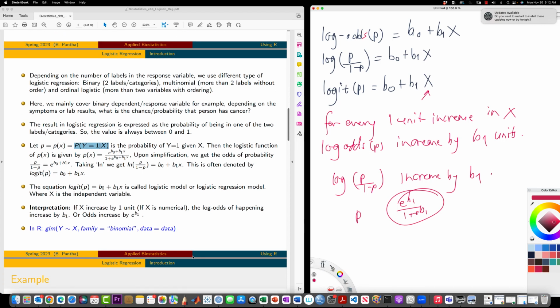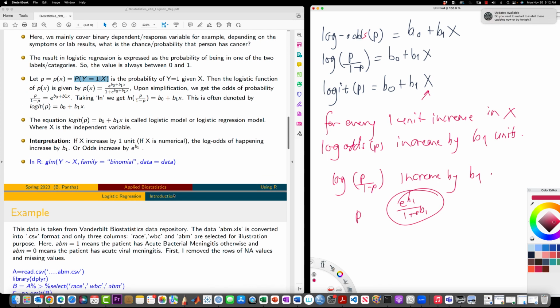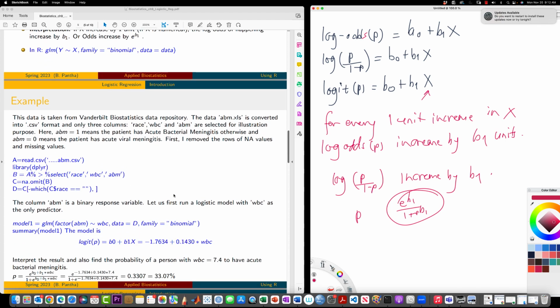The R command for logistic regression is GLM, generalized linear model. Previously we used LM only, but now here it is GLM. The Y variable must be first, then a tilde, and then the X variable, and you write family equals binomial, and data is whatever data we are using. That's what we'll be doing in R, so I will show you one example there in R.